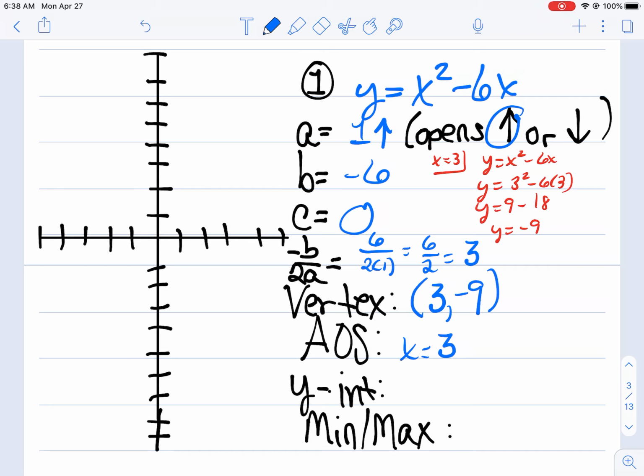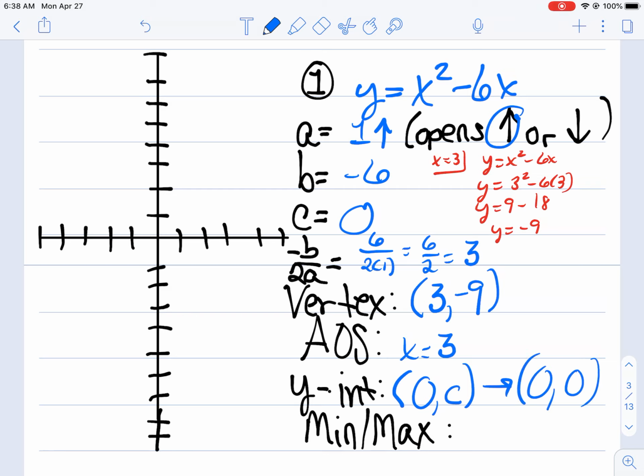Okay? So I'll graph that here in just a second. Let's finish up our list first. The y-intercept. Okay, we haven't really talked about c very much yet, but the y-intercept is the point 0, comma, c. Let me change that to a lowercase c. There we go. All right, so in this case, it's going to be the point 0, 0.